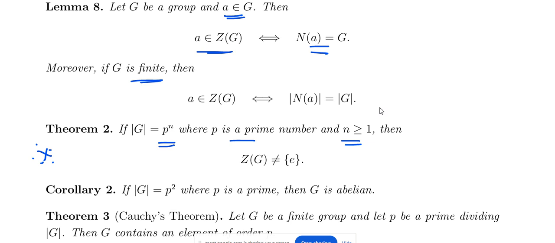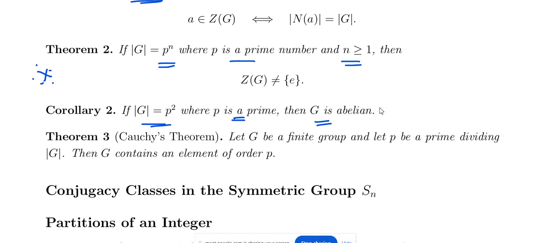Order of G equal to a prime power, that is, the center of G is not equal to E. And if order of G equals P square, P is a prime, then G is abelian. This is a well-familiar, very important result.